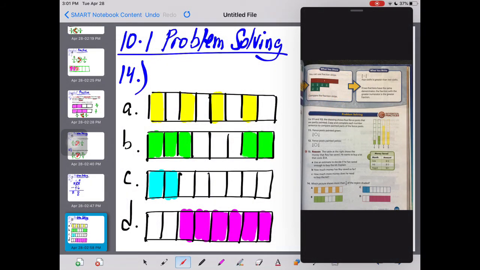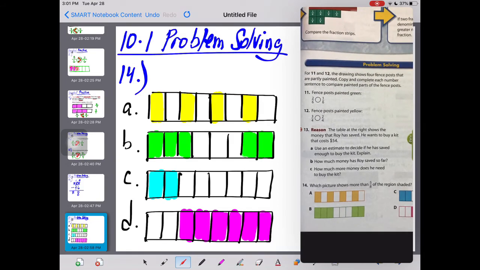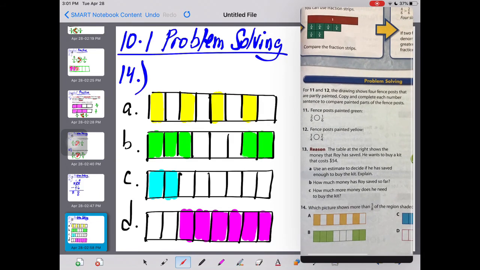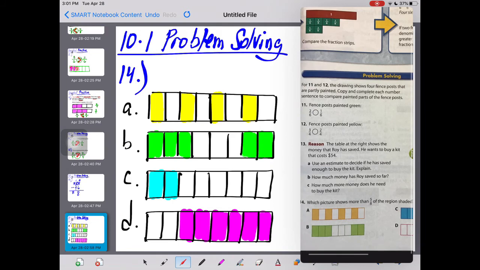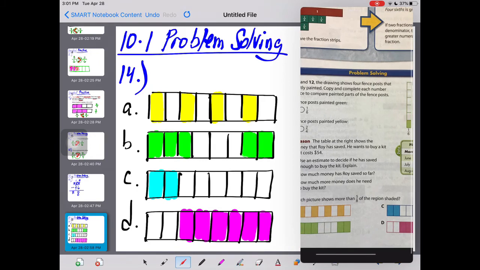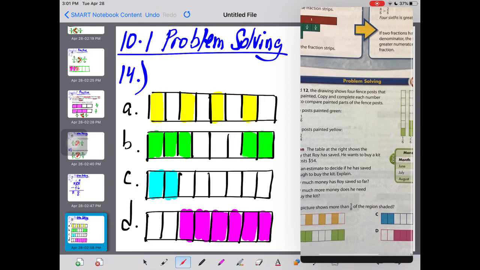All right, guys, we're on the last one, number 14. And you're being asked which picture shows more than 5/8 of the region being shaded. Read that again. Which picture shows more than 5/8 of the region shaded? I want you to take a moment and decide which one shows more than 5/8. And when you think you found it, come on back to the video. So pause this, come on back, and see if your answer agrees with mine. Pause now.